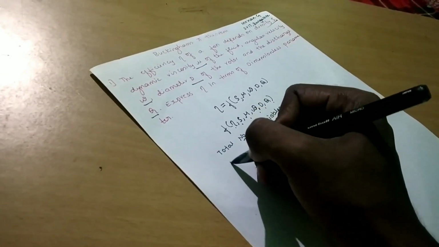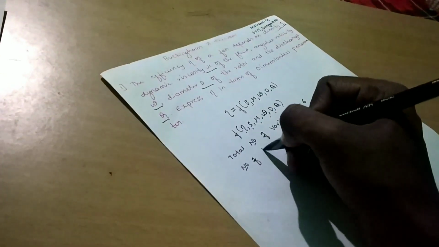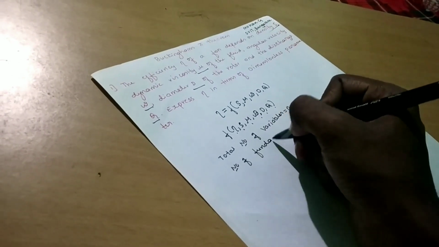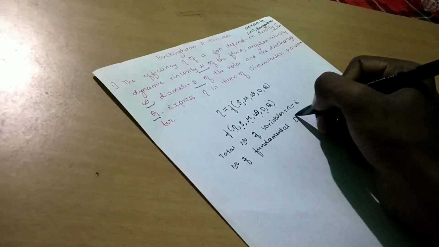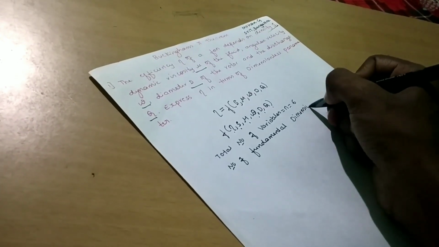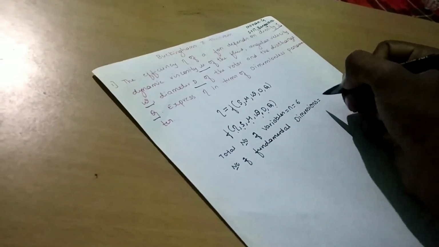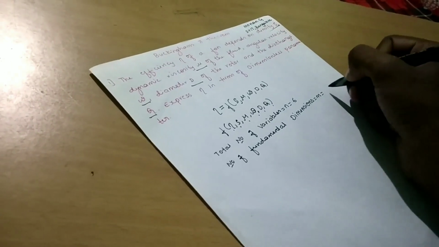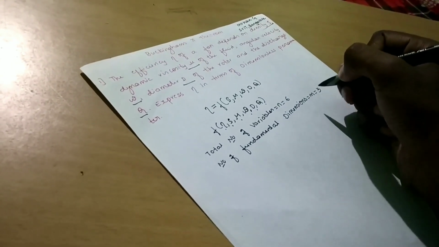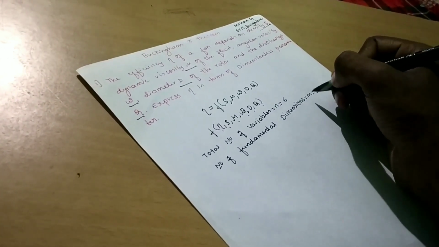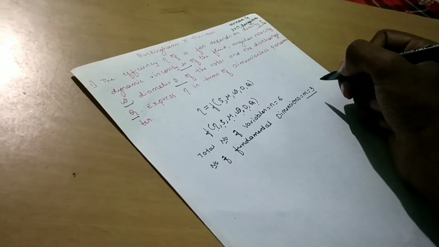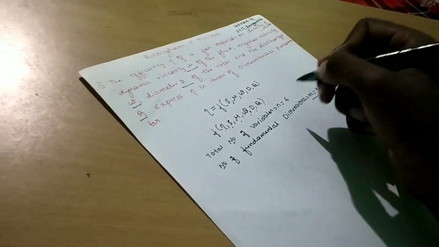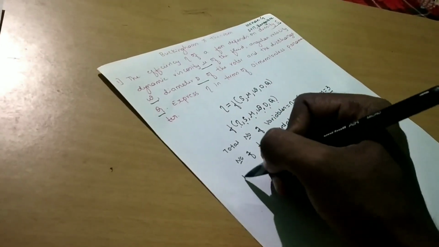Now the number of fundamental dimensions. The notation is m and the value is 3. The fundamental dimensions are L, M and T: length, mass and time, and this value remains the same for all the problems. Next we have to calculate the number of pi terms.